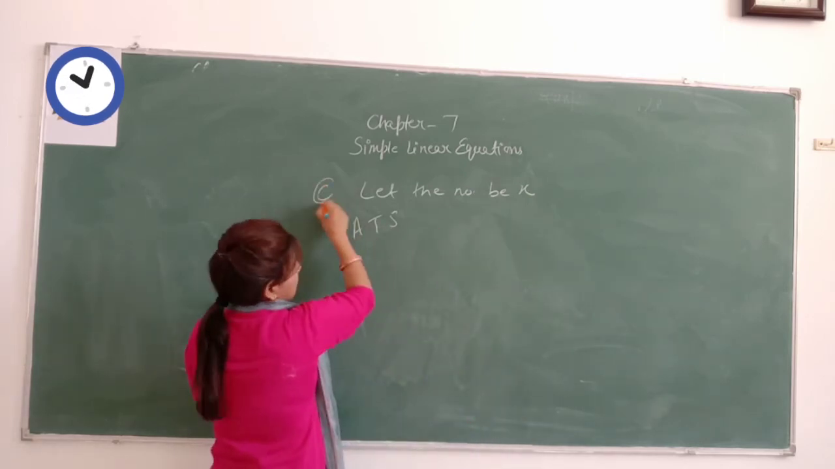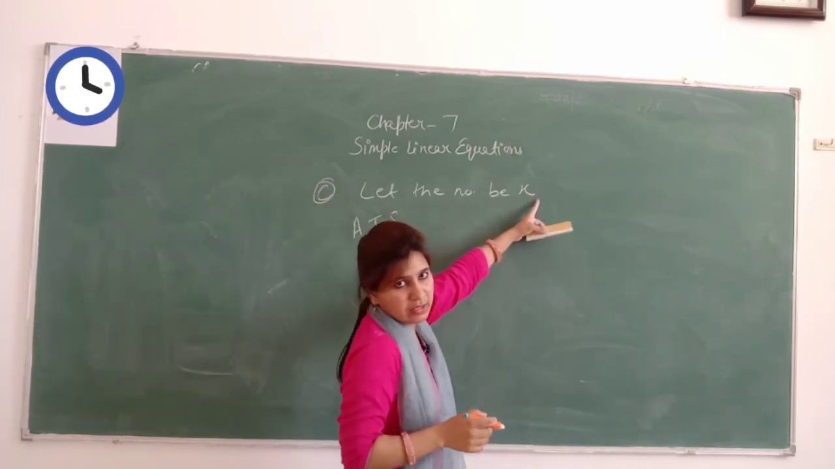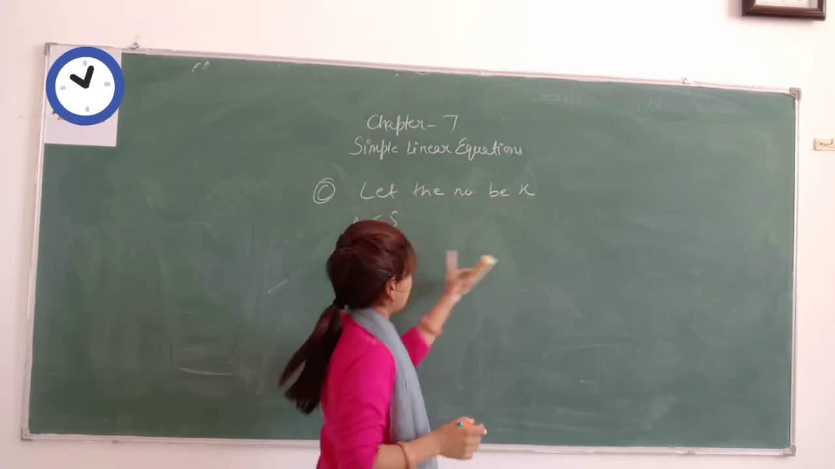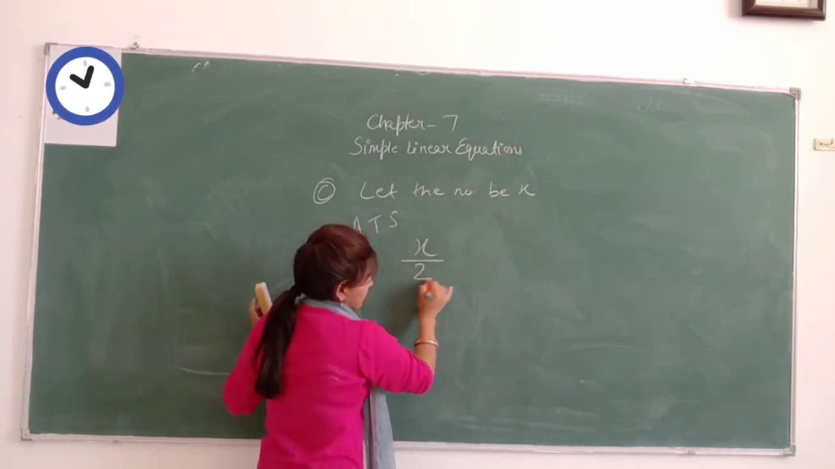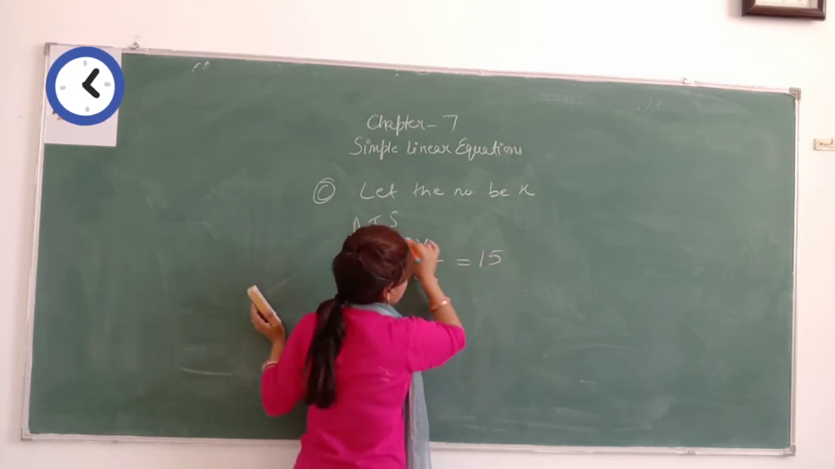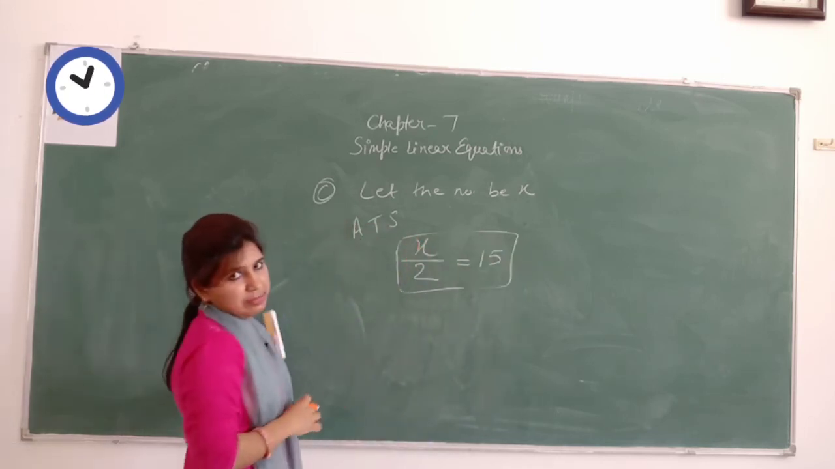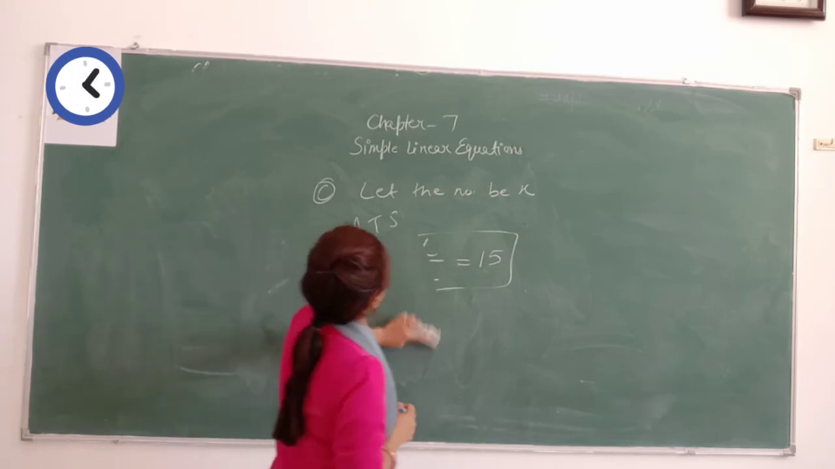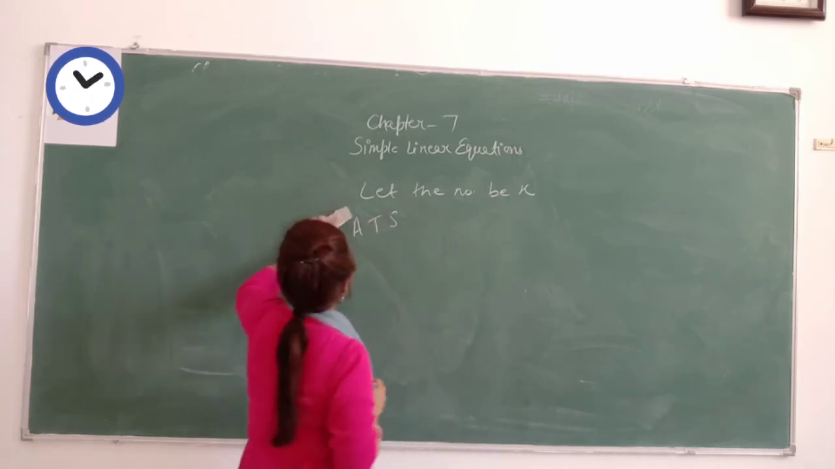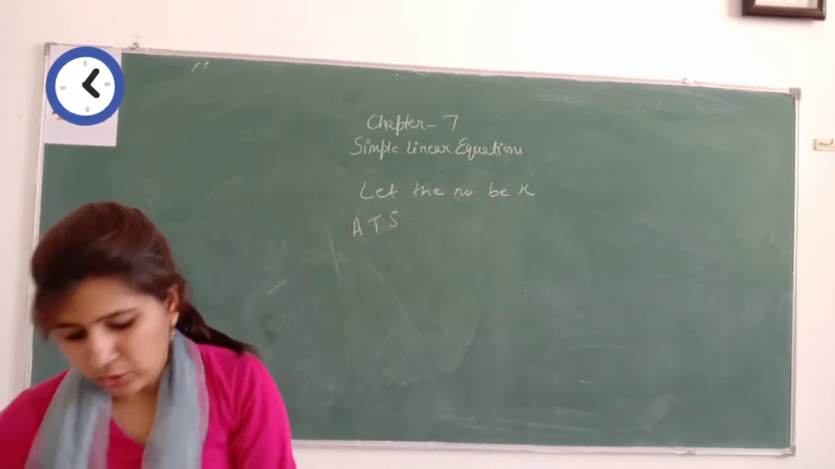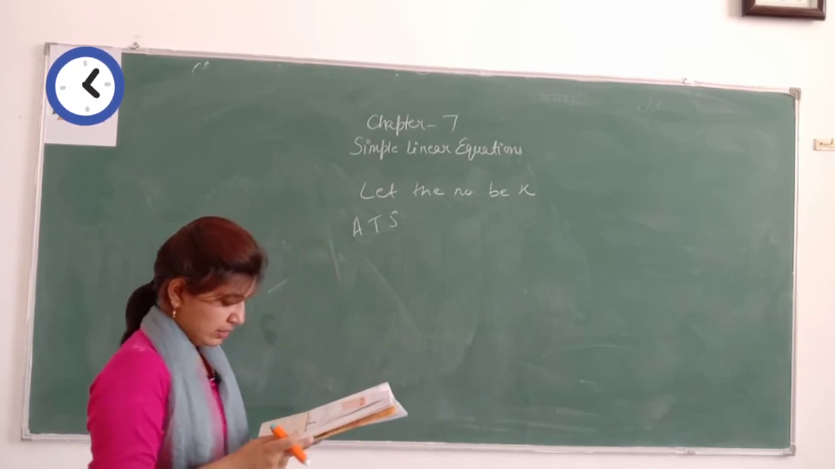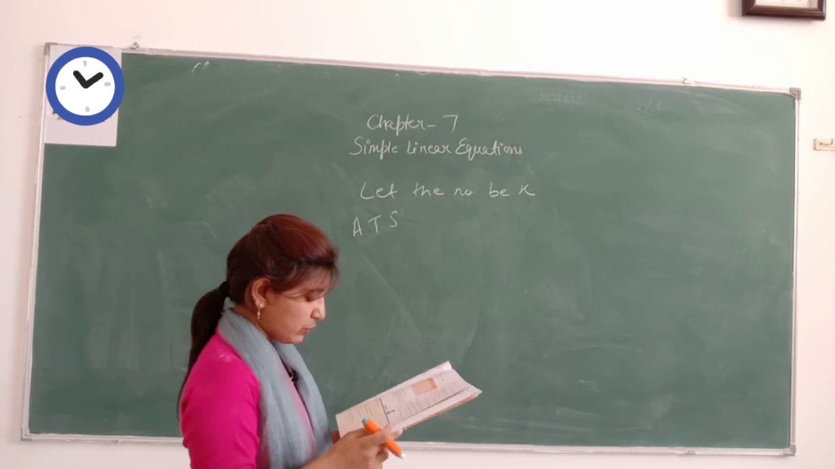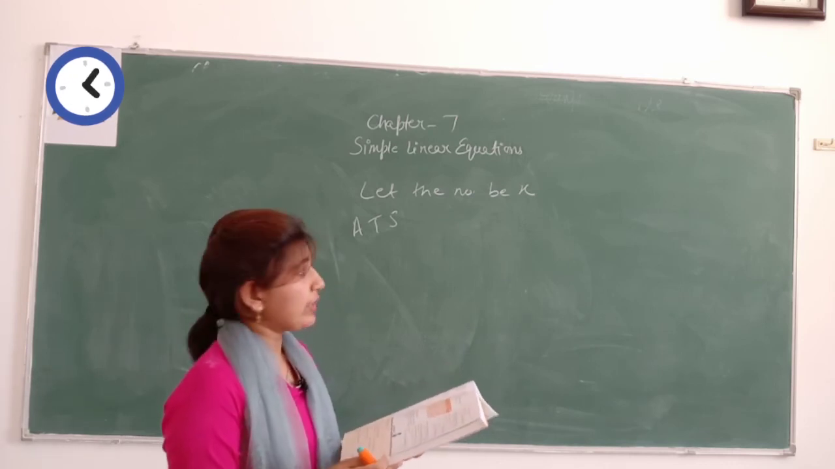Let the number be x. And half of this number is 15. According to statement, half of a number, that is half of x, is equals to 15. This is your required equation. Understand बच्चे? It is very easy. You can solve it yourself also. See बच्चे, D part of this question, half of 3 by 2 times of a number and 5 is 27.